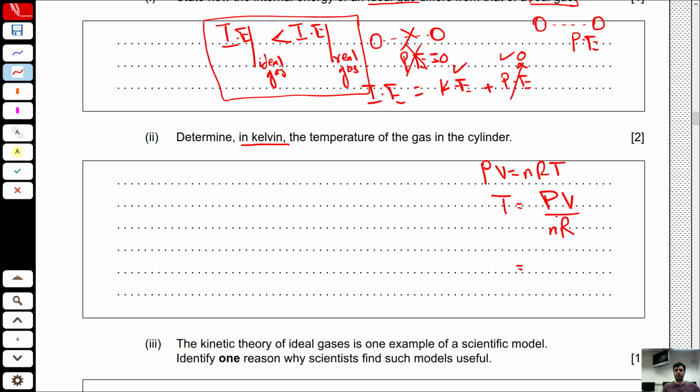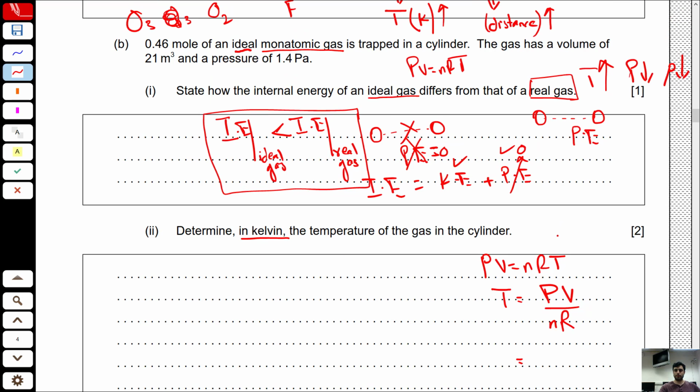So P is the pressure. So let's see how much is the pressure. So the pressure is 1.4 Pascal. So that's already in SI unit. Volume is 21 meter cube, already in SI unit. Divided by number of moles, so 0.46 number of moles. Multiplied by R. R is the molar gas constant, so it's given in the data booklet.